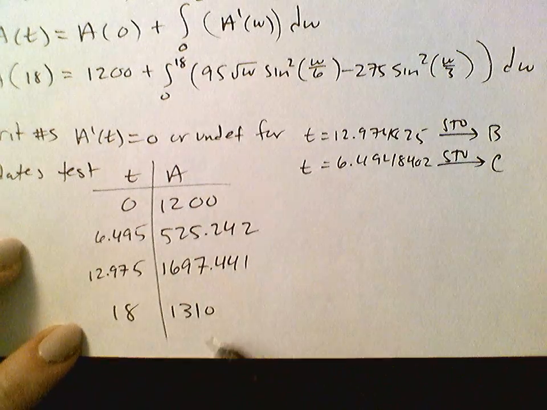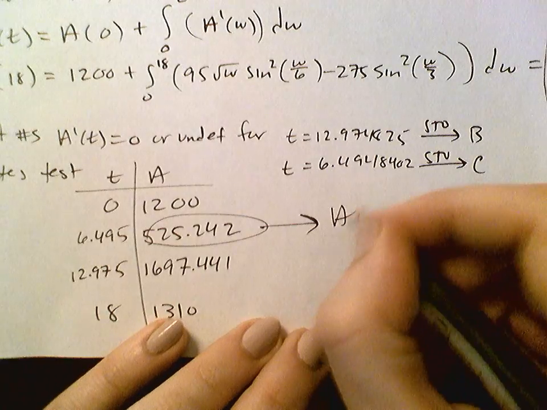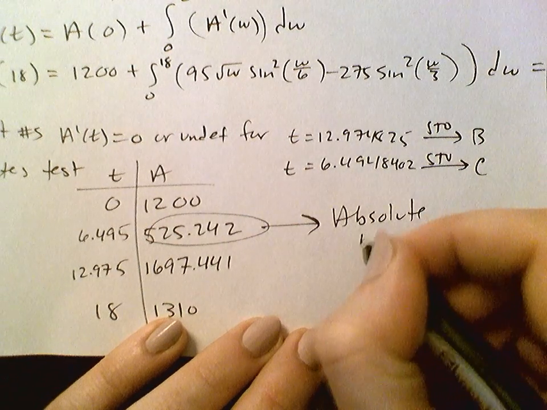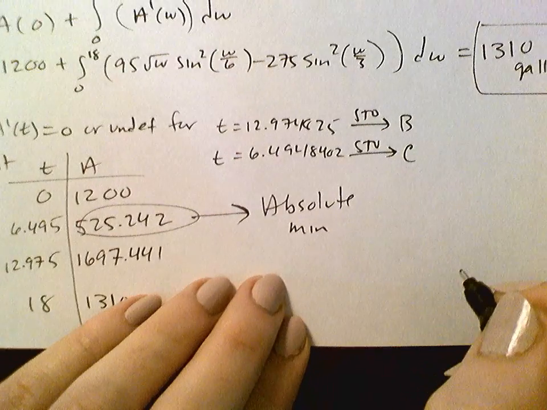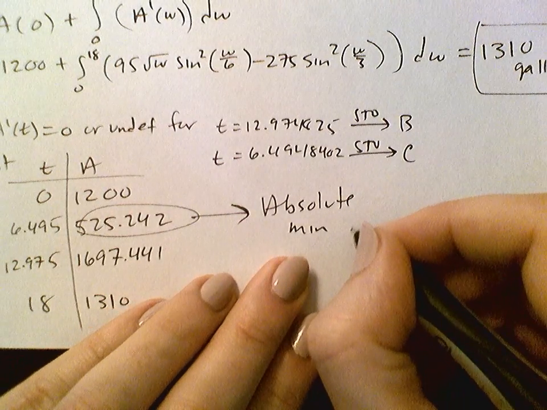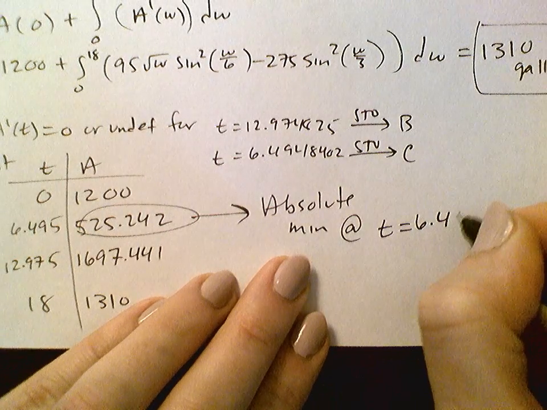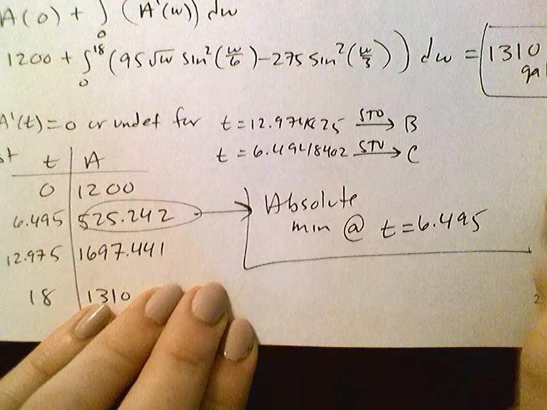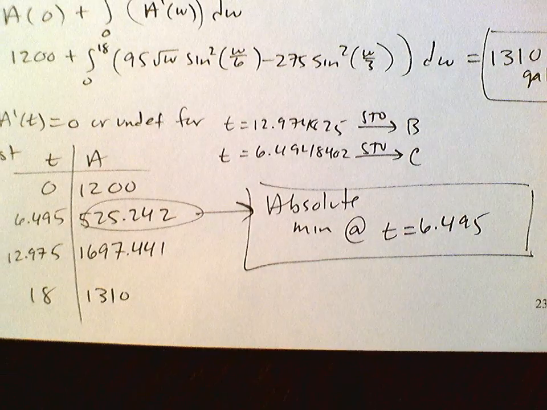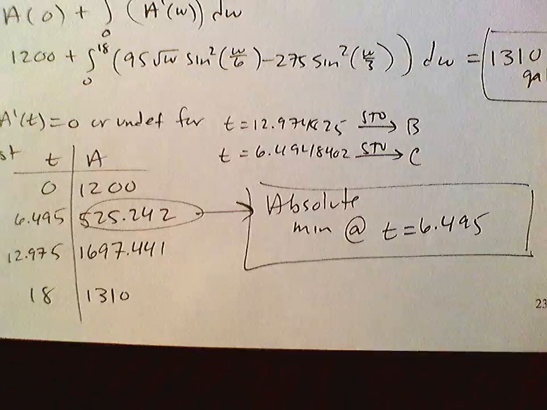So what's the smallest y value? This one right here. So I'll say absolute min, and they're only asking for the time at which it occurs. At what time? Absolute min at t equals 6.495. All right, and we've shown the work that leads to our conclusion. So we are almost done, guys. We just have one more part, and it's not that bad.